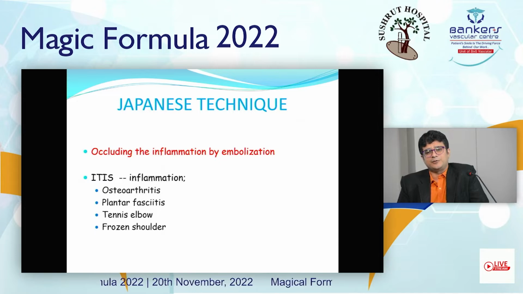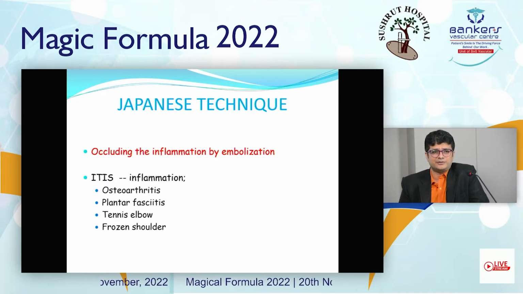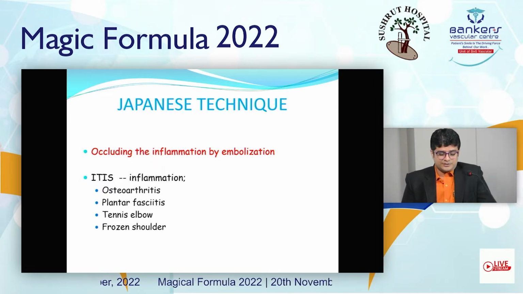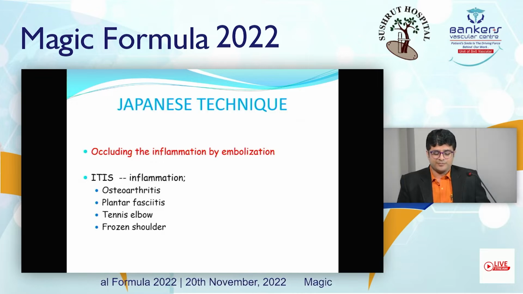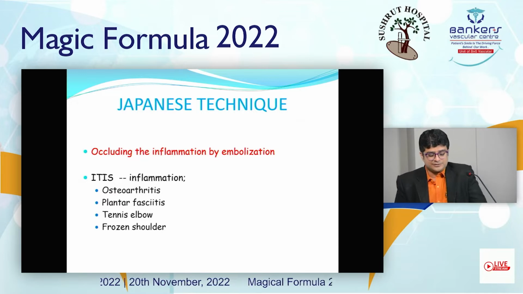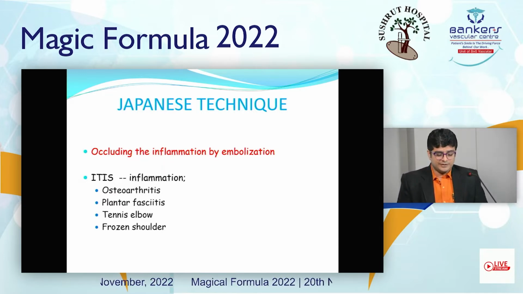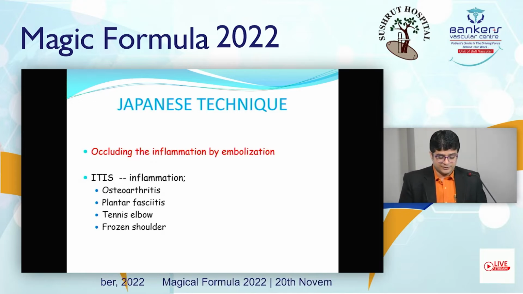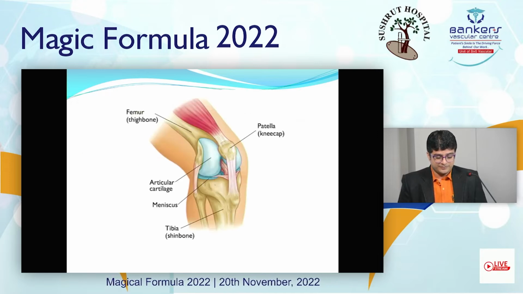Japanese started embolizing the inflammation in 2010 and 11. They published the first paper in 2014. So the treatment of inflammation by embolization is a newer thing. Embolization itself is not new. So we embolize the osteoarthritis of the knee joint, we embolize the plantar fasciitis, we embolize tennis elbow and frozen shoulder. And by embolizing, we help in relieving the pain.